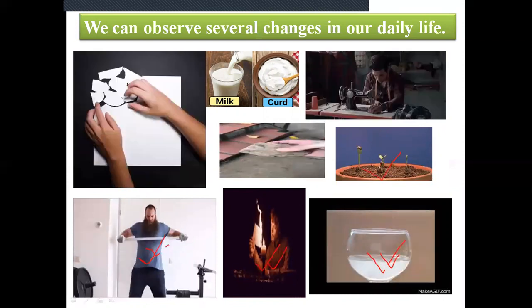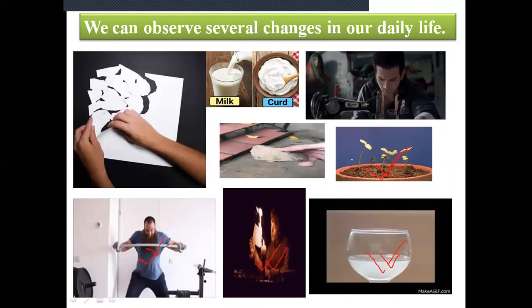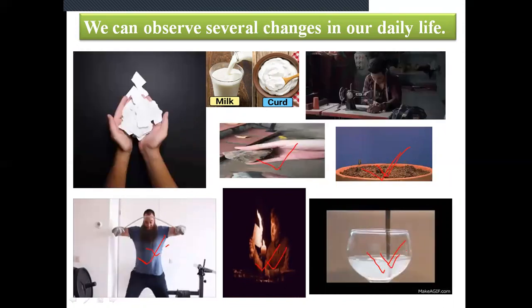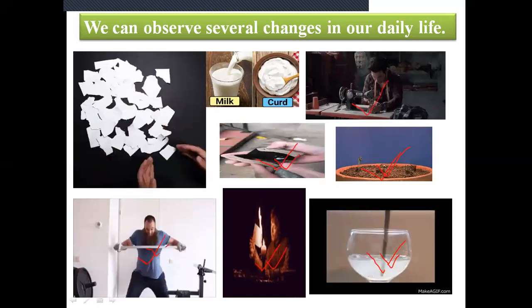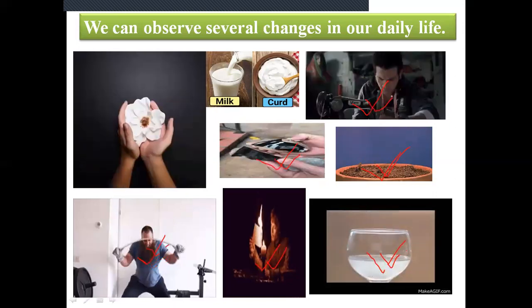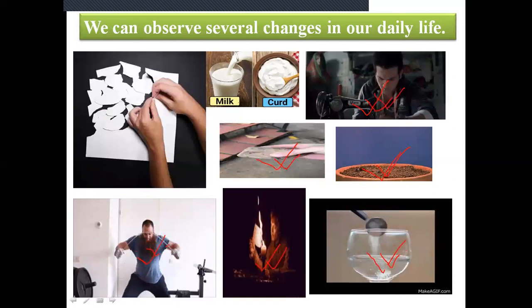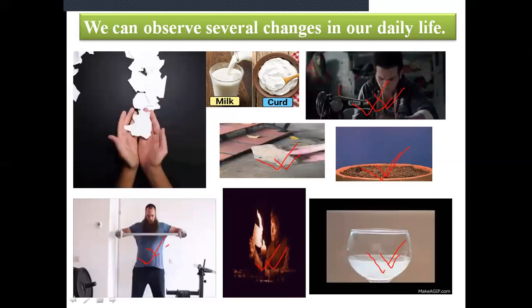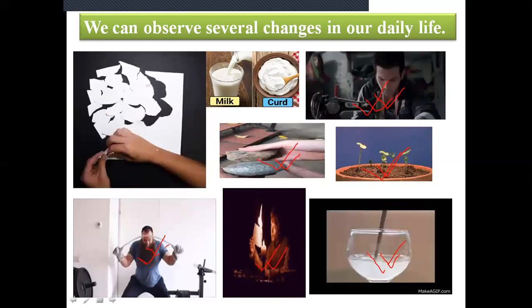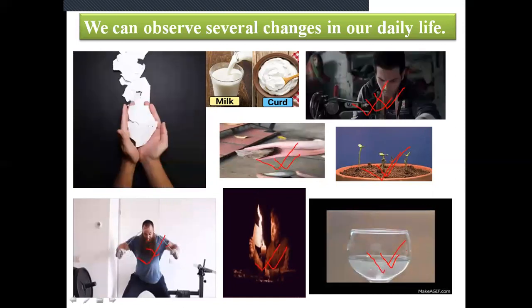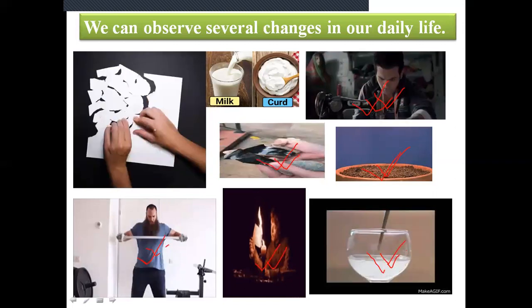Germination of seed is a chemical change. Breaking down of stone is a physical change. Making uniforms or dresses from raw cloth is an example of physical change. Making curd from milk is an example of chemical change. And making different shapes from paper or tearing paper is an example of physical change.